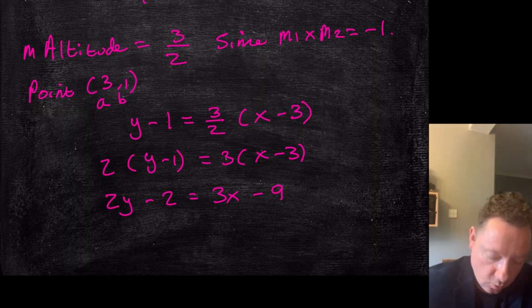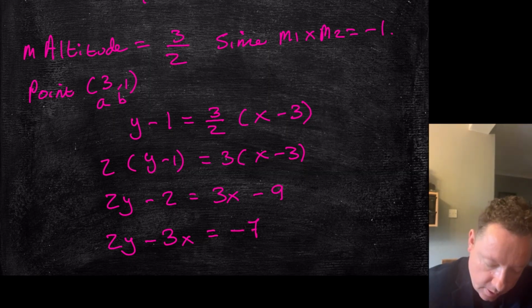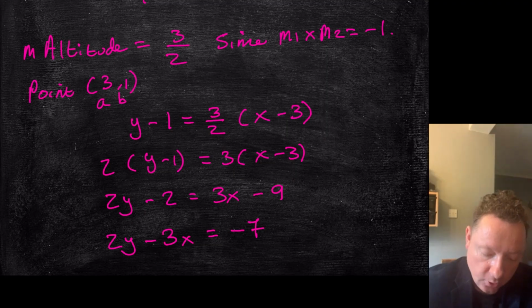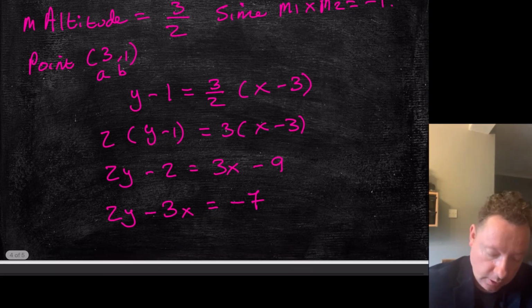Moving the x's over, we get 2y minus 3x, and moving the number over, minus 9 plus 2 is minus 7. And I'll probably leave it there, but you could write it in the form y equals mx plus c, or ay plus bx equals c.